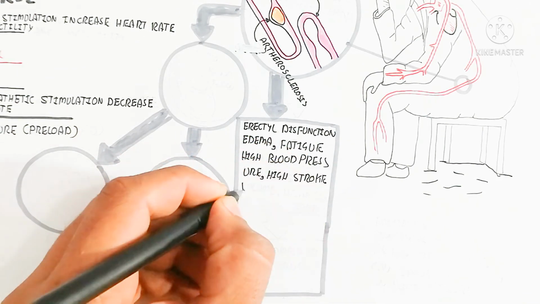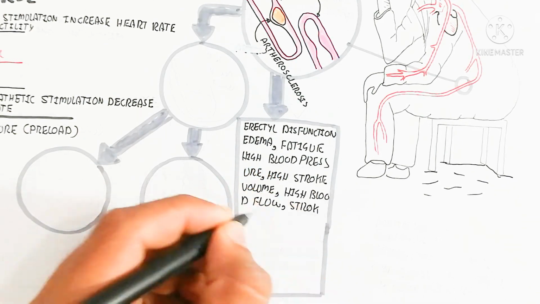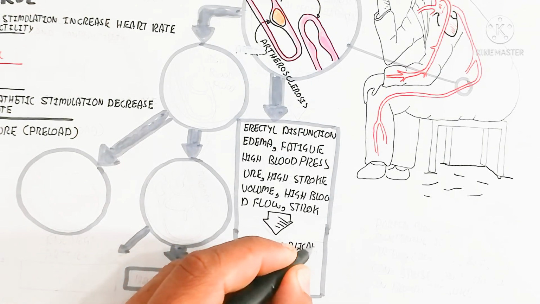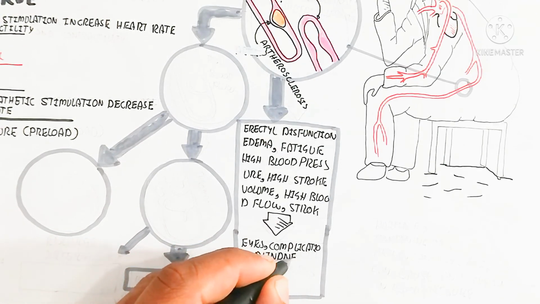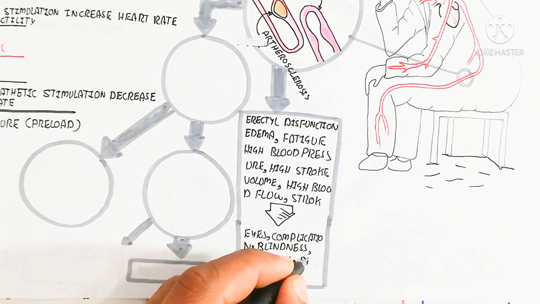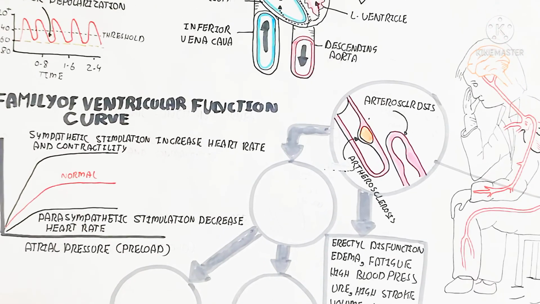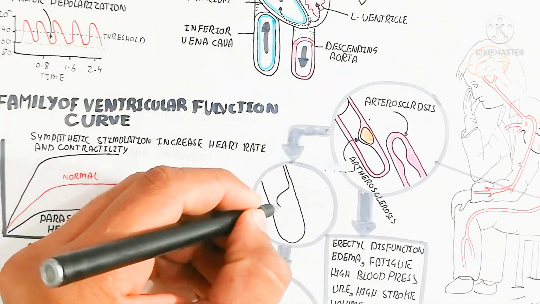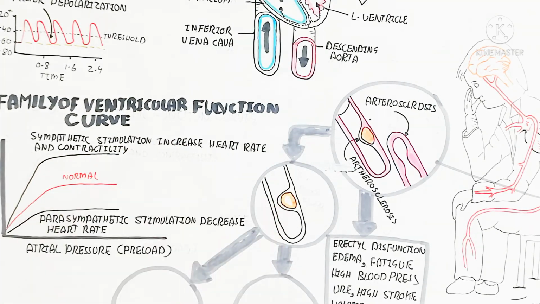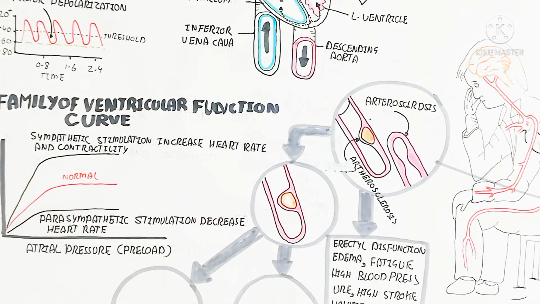So here, erectile dysfunction is a problem, and edema. The fluid will be retained in the legs and arms where the plaque will develop. And fatigue, high blood pressure due to the narrowing of the blood vessel, and high stroke volume. Why higher stroke volume? Because the blood pressure will be more, with sympathetic nervous system stimulation and high blood flow, and stroke can occur. And eye complications, blindness, headache, and brain hemorrhage will occur.